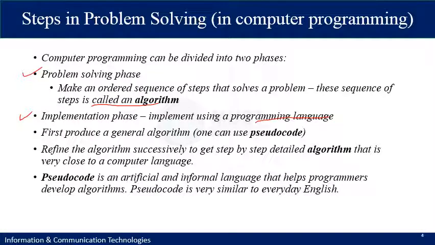First, produce a general algorithm, and we often call it pseudocode. Then we refine the algorithm successively to get the step-by-step detailed algorithm that is very close to the computer language. Pseudocode is an artificial and informal language that helps programmers to develop algorithms, and pseudocode is very familiar to everyday English.